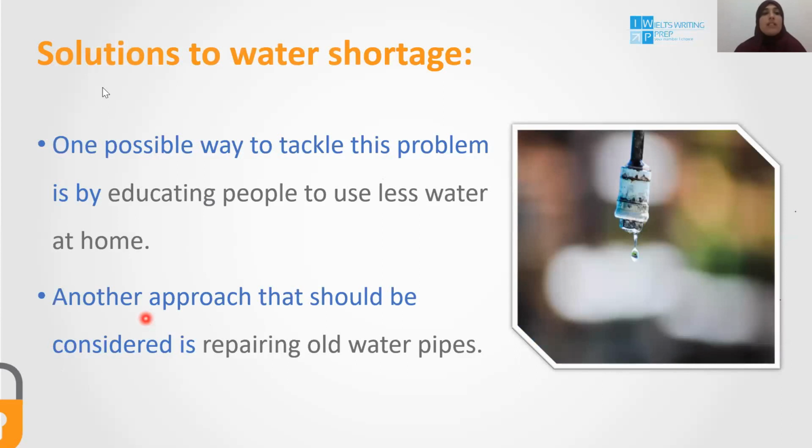Okay, so we've got solutions to water shortage. So the essay is asking you to write your solutions to water shortage. And here is the first sentence. So this is my first solution. One possible way to tackle this problem is by educating people to use less water at home.